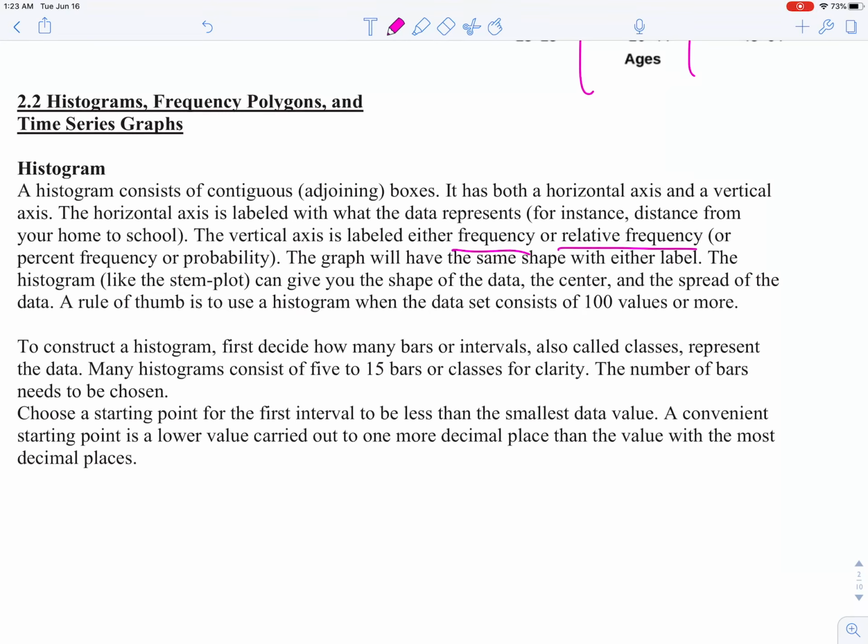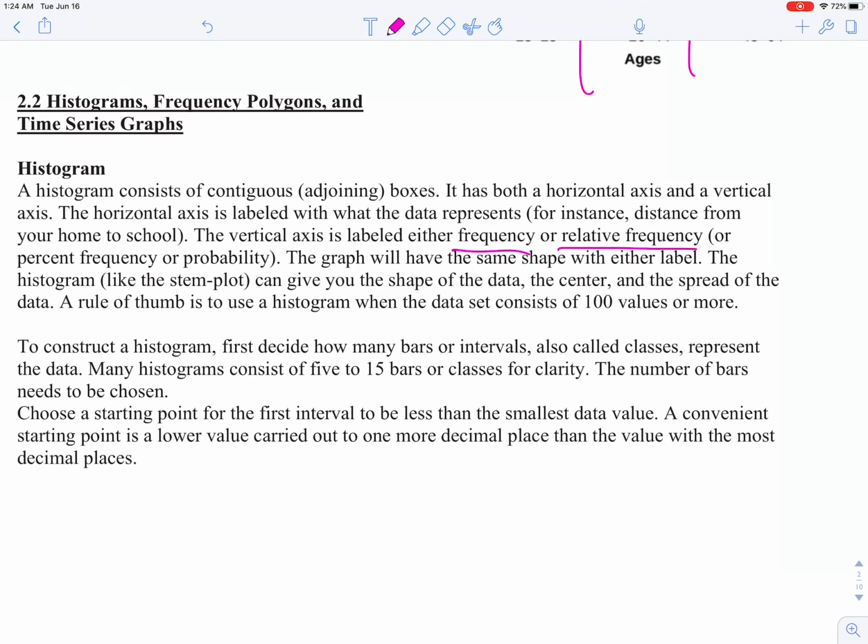To construct a histogram, first decide how many bars or intervals, also called classes, represent the data. Many histograms consist of 5 to 15 bars or classes for clarity. The number of bars needs to be chosen. So that's just your job. On tests and quizzes, I'm not going to make you work that hard to create these classes because that can get kind of tricky, but I'm going to show you an example in a minute. It'll at least give you an idea.